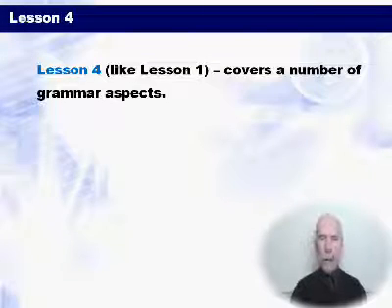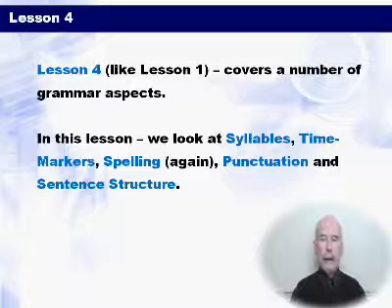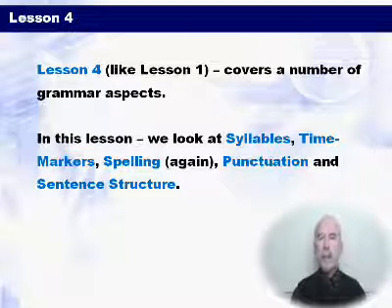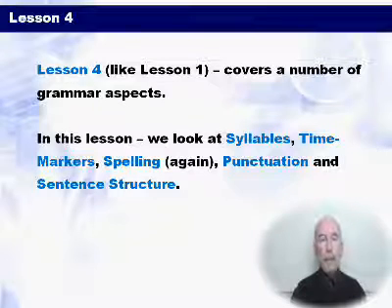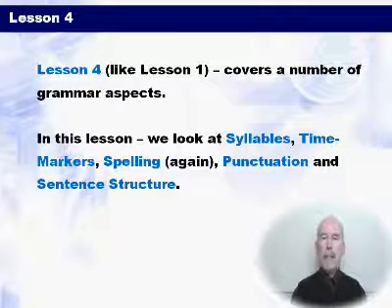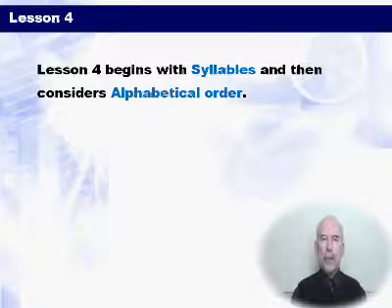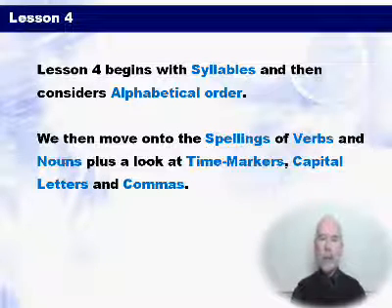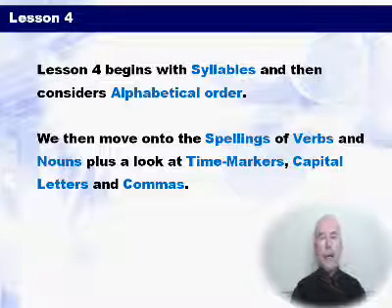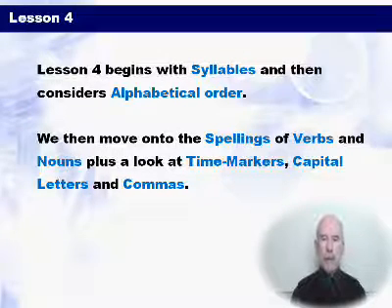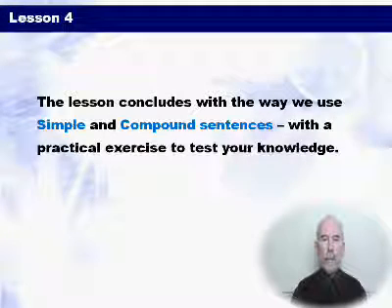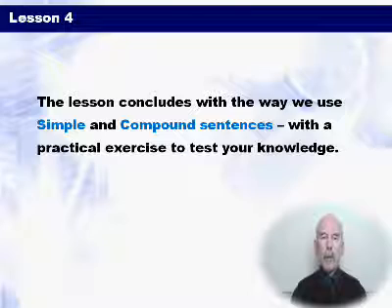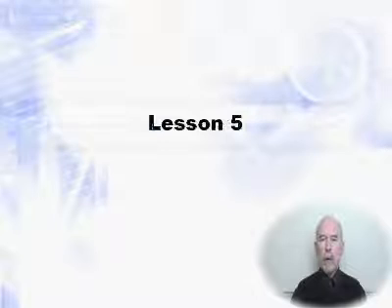Lesson 4, like Lesson 1, covers a number of grammar aspects. In this lesson we look at syllables, time markers, spelling again, punctuation and sentence structure. Lesson 4 begins with syllables and then considers alphabetical order. We then move on to the spellings of verbs and nouns, plus a look at time markers, capital letters and commas. The lesson concludes with the way we use simple and compound sentences, with a practical exercise to test your knowledge.